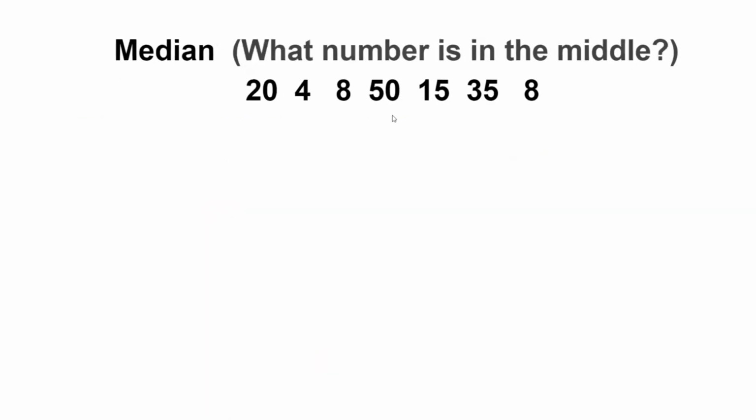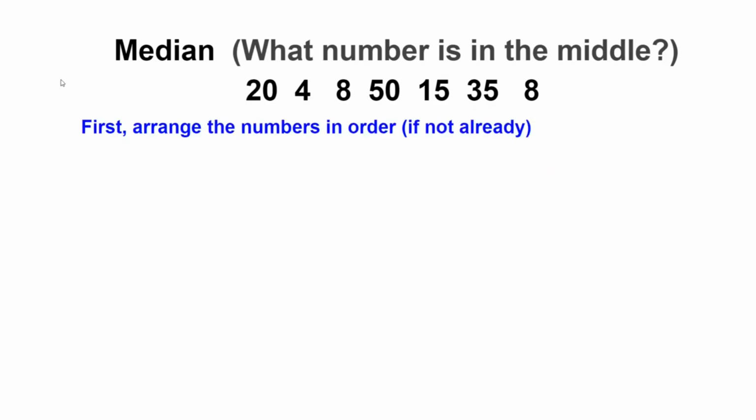Okay, let's move on to the next one. It's called the median. What that means is what number is in the middle of our list. But in the middle of our list, when it's organized from smallest to largest. So that's the first thing that we need to do, is to rearrange this list in order. This is the list rearranged. Notice that 4 is the smallest number. 8 is the next smallest. There's 2 of them. And 15 is next, 20, 35, and 50.